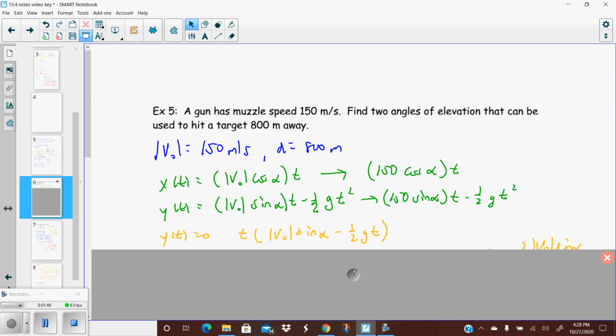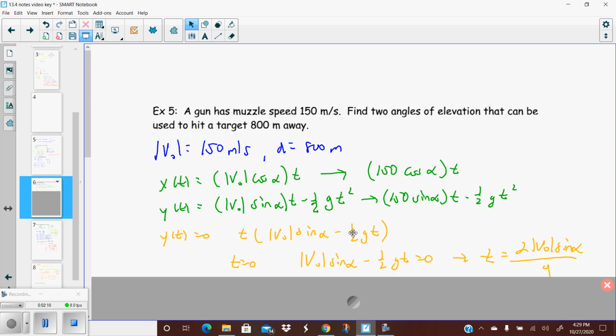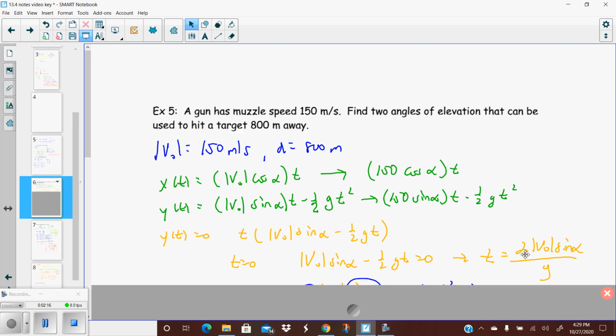All right, so now the y distance, we want that to be 0. We want there to be no height because we're assuming that this target is on the ground 800 meters away, since it doesn't say it has any kind of height to it. So we're going to assume that we want y to be 0. And if that's the case, for y to equal 0, we can factor a t out. Should have probably written equals 0 out here on the side. But we'll know that t is either equal to 0 or, setting all of this stuff here equal to 0 and solving for t, we get that t equals 2 magnitude of the initial velocity sine of alpha over g.